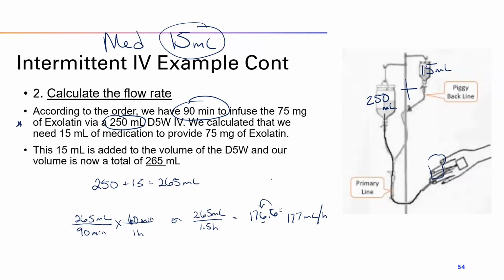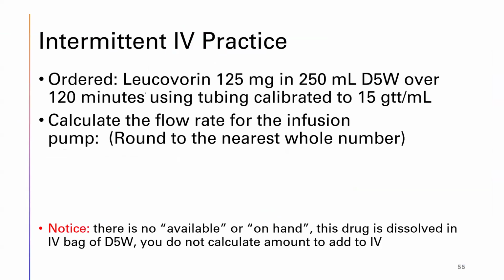Okay, so I got a couple more. This one says intermittent practice. What is ordered is you have the medication. What's ordered is 125 milligrams, and that's going to be put into 250 milliliters.